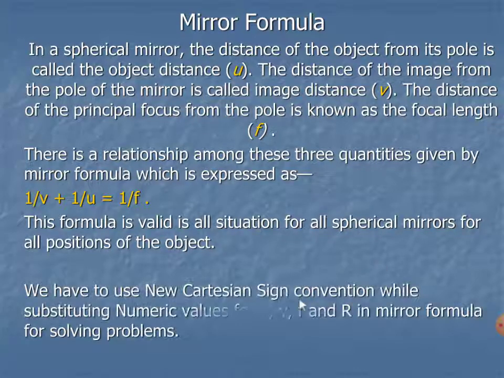Yes, we have used the new Cartesian sign convention while substituting numeric values for u, v, f and r in mirror formula for solving problems. Okay, for solving problems, what happened? You need to assign those new Cartesian sign convention to these image distance, object distance, focal length, radius of curvature. Your radius of curvature r is equal to 2 times of focal length, small f, right?